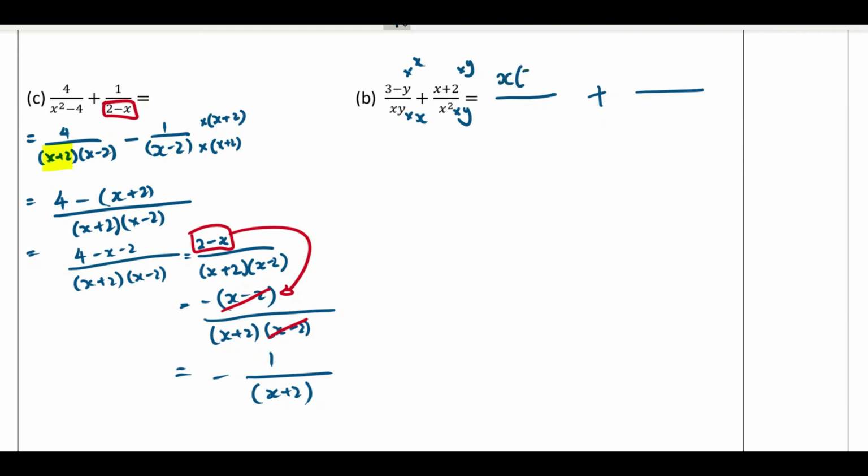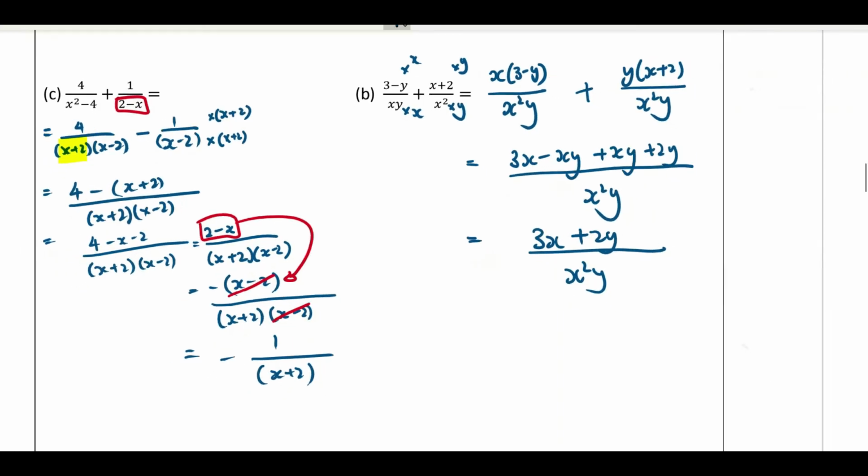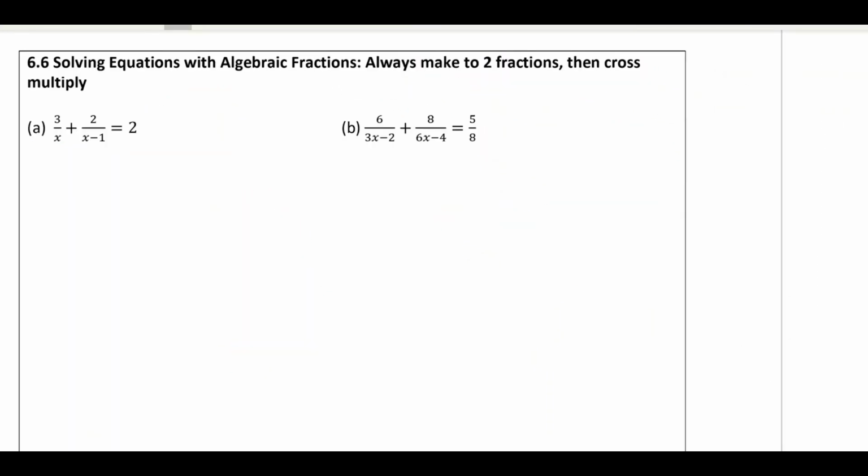So this is x bracket 3 minus y over x squared y plus y bracket x plus 2 over x squared y as well. Then now you can combine. Okay, 3x minus xy plus xy plus 2y over x squared y equals 3x plus 2y over x squared y, and that's it.